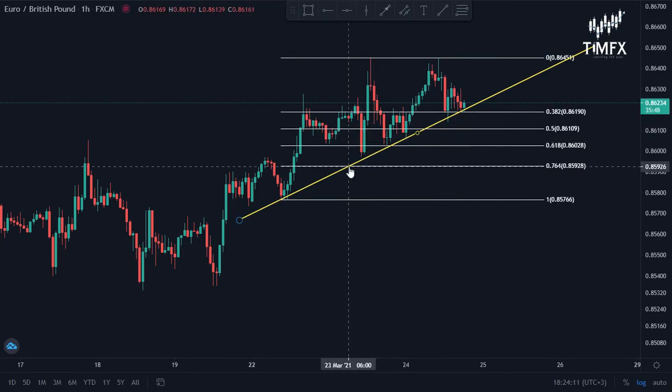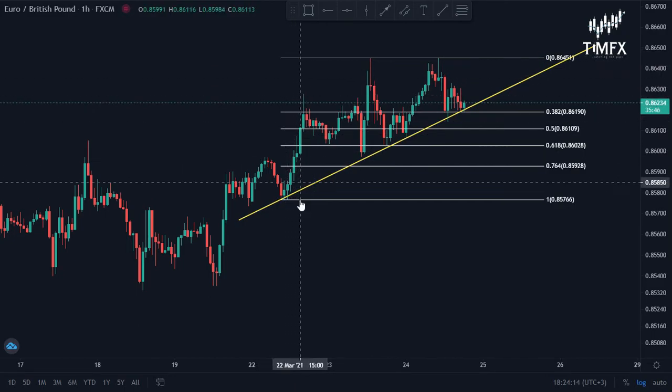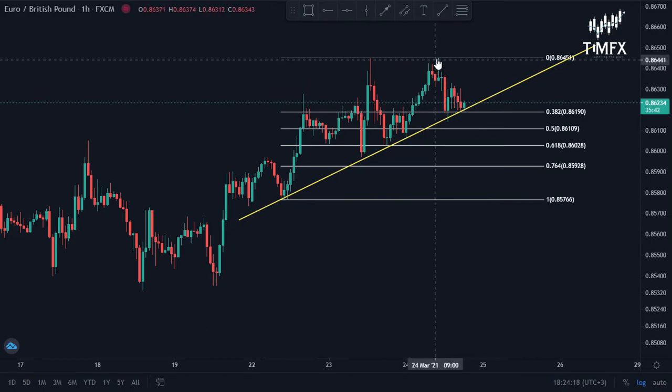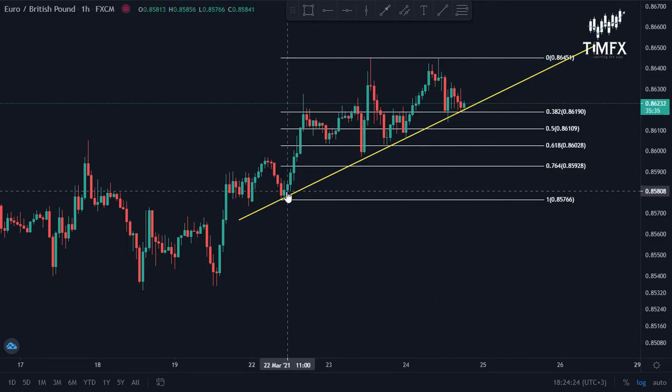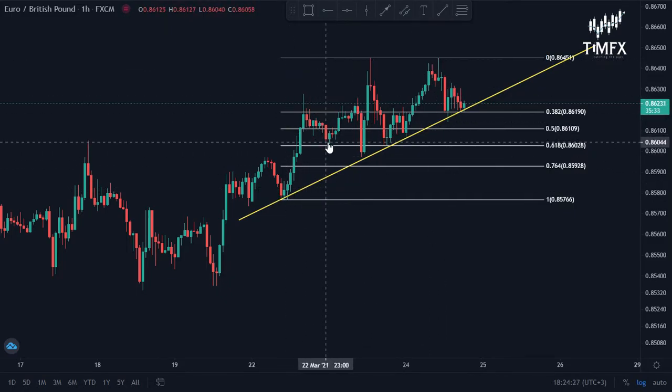So before we go to the trend line, let's look at the Fibonacci that we drew. This is the lowest price and this was the highest price. So we have to draw a Fibonacci from the lowest price to the highest price. So the price came here, came here, came here. It just bounced off the 61.8% level, then came down.